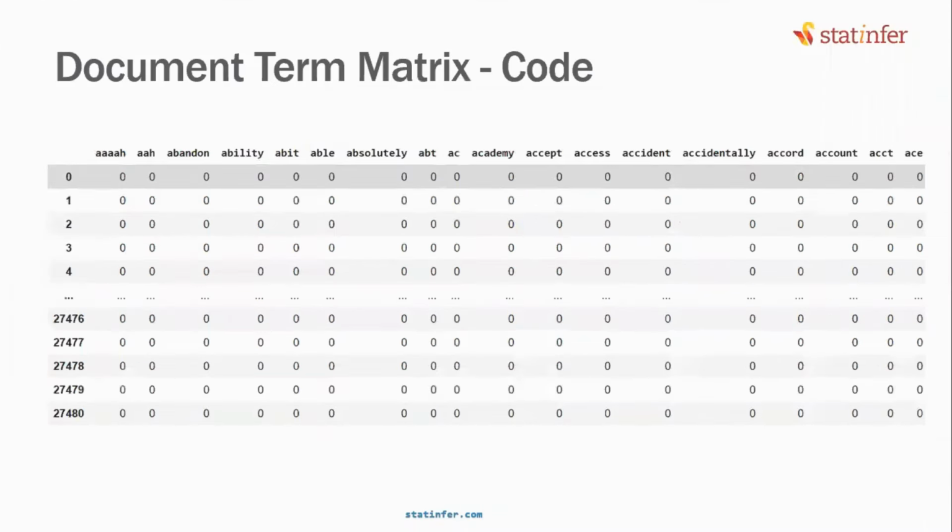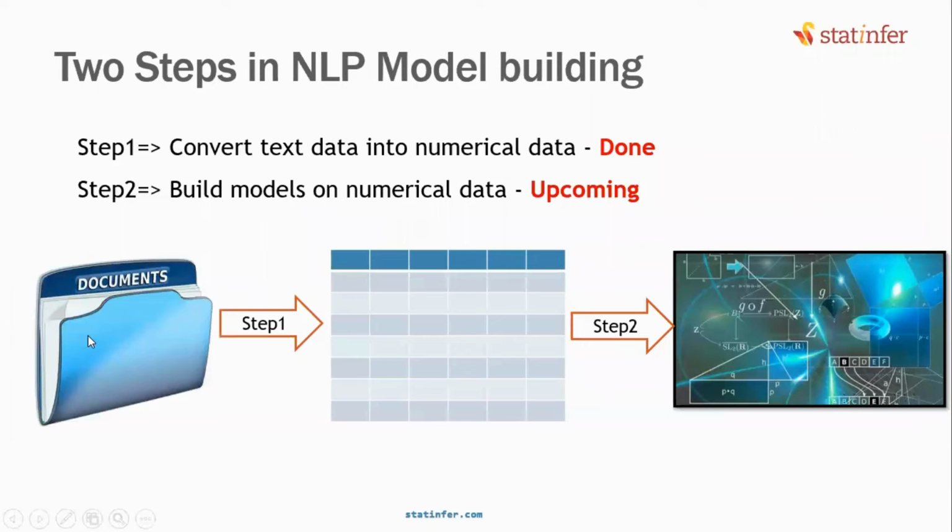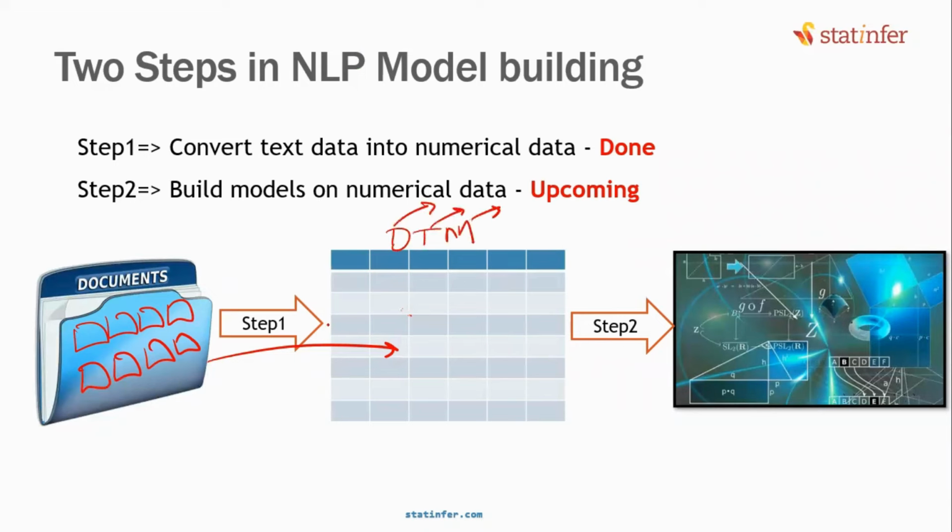So as we discussed, there are 2 steps in NLP model building. Step number 1 is converting non-numeric document data into numerical format. Is that done? What is the numerical format of the text data called? This is called DTM, document term matrix. We have the numbers now. We can then build the machine learning model on these numbers. This is a numerical equivalent.